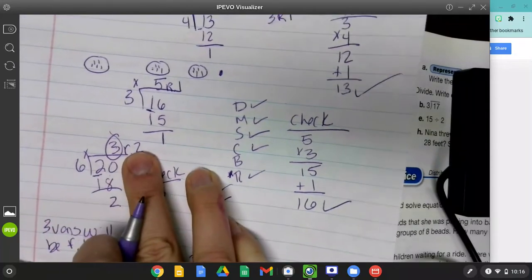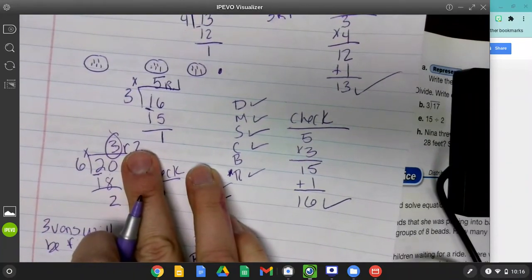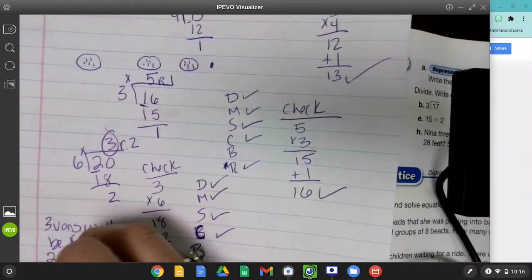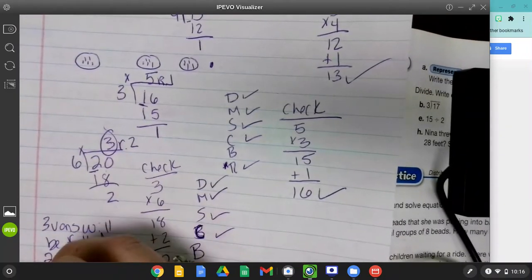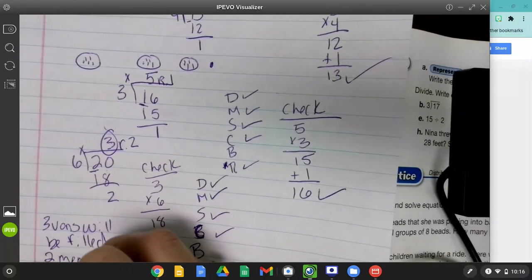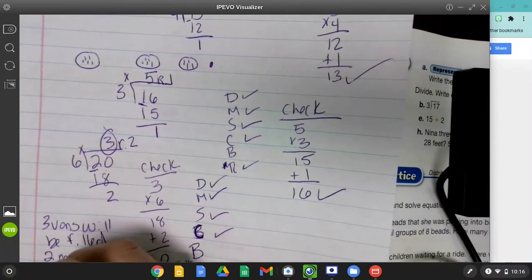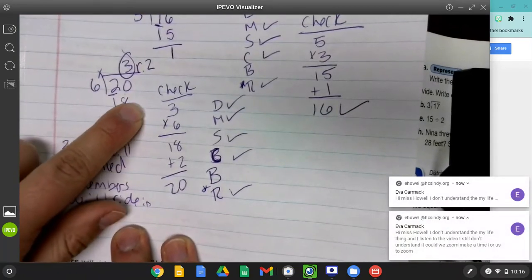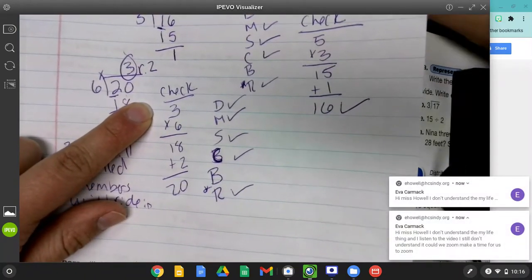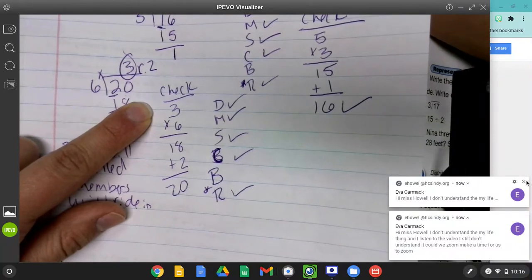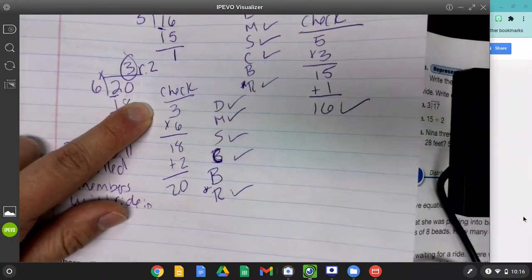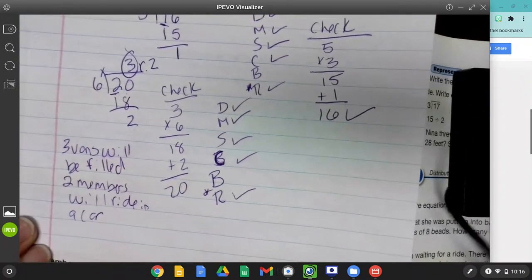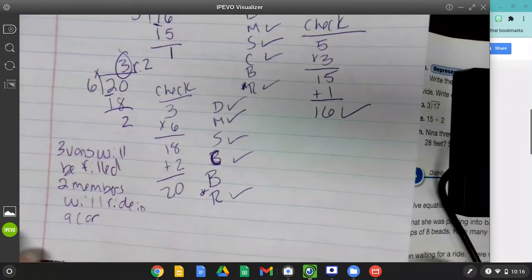This number 2, these are people. We can't just leave them out. They have to ride somewhere. 3 vans will be filled, and then 2 members will ride in a car. So there we have our answer, our division problem.